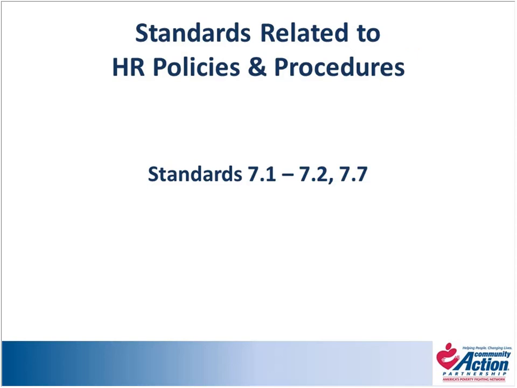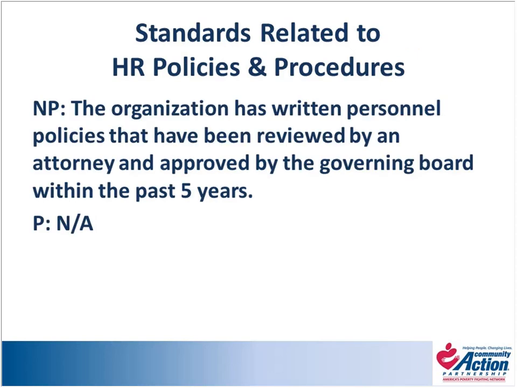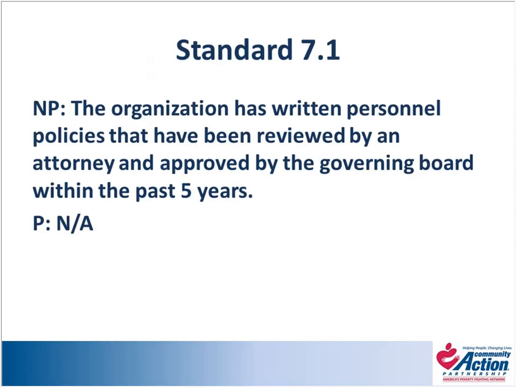All right, so looking at standards related to HR policies and procedures. You're going to see that they're a little bit out of order throughout the presentation, but that's because we're going through them in their respective categories. All of these first 3 standards are looking at the HR policies and procedures. So standard 7.1: the organization has written personnel policies that have been reviewed by an attorney and approved by the governing board within the last 5 years.